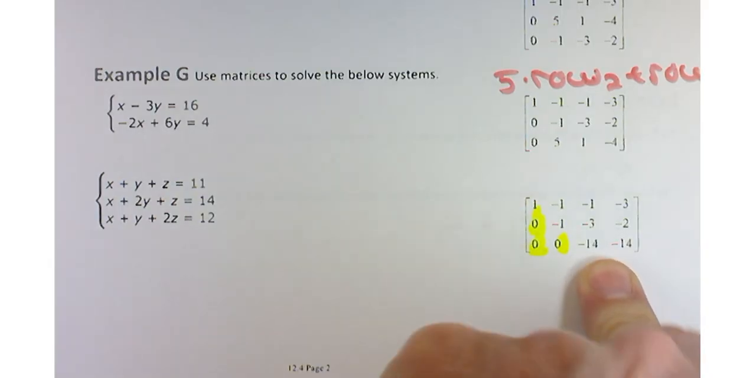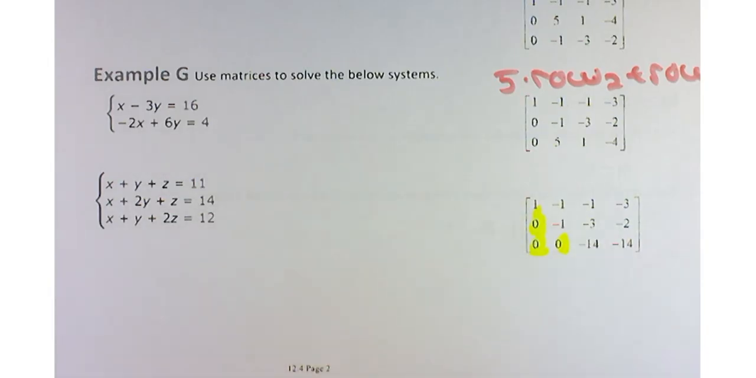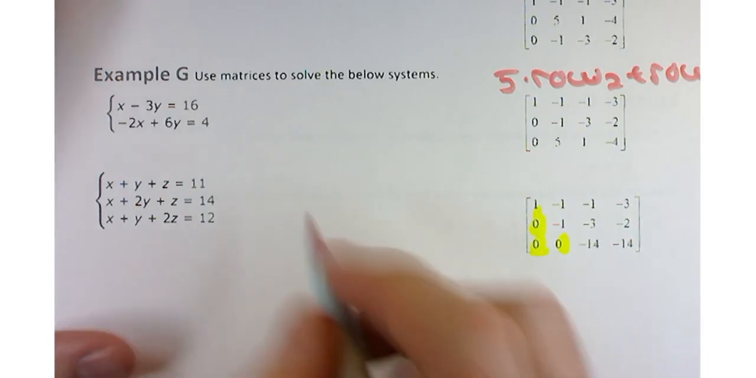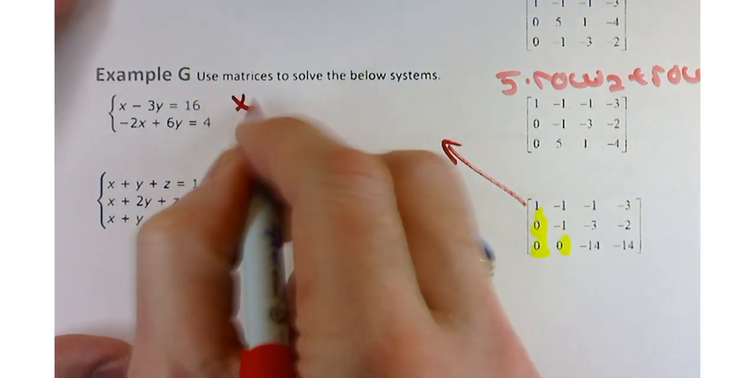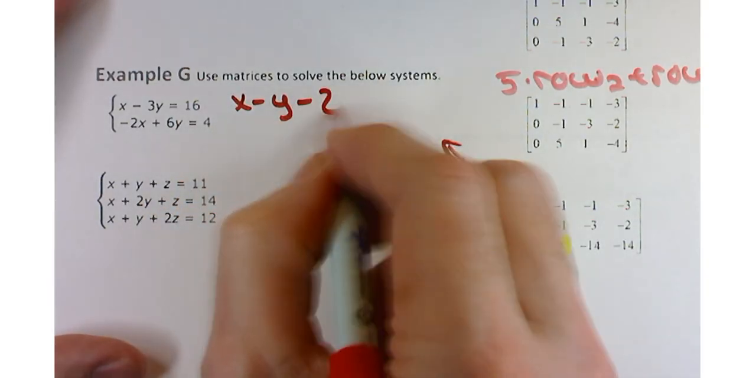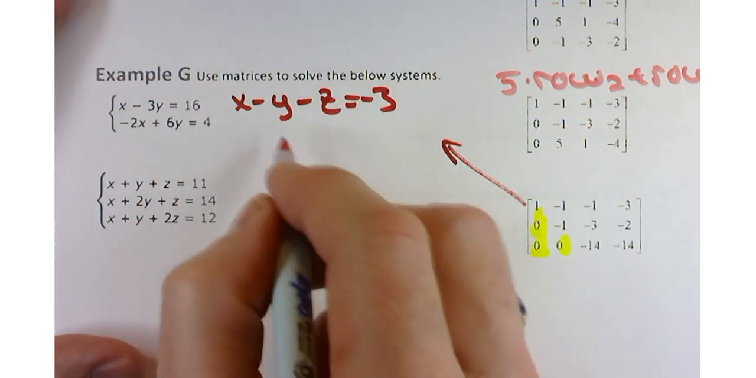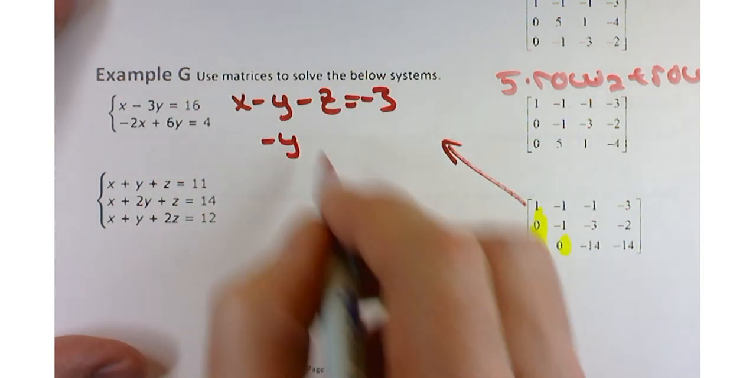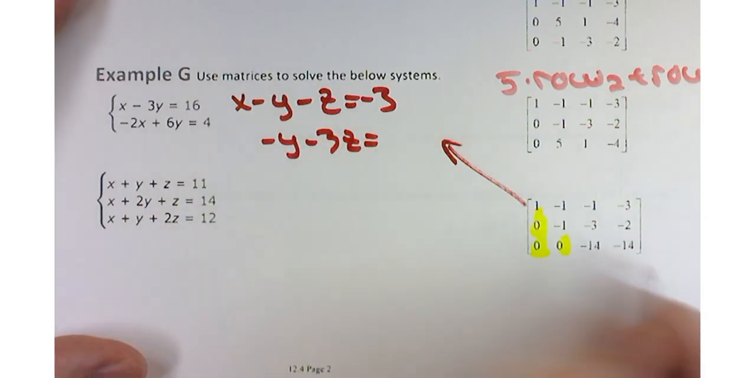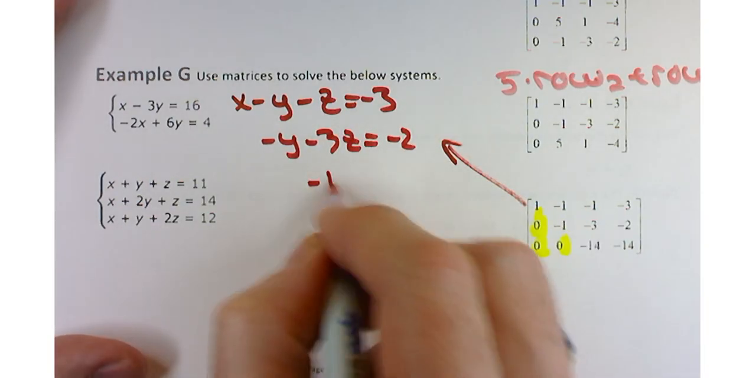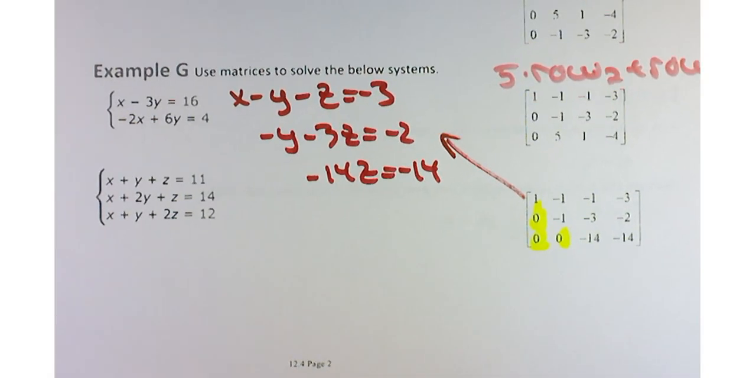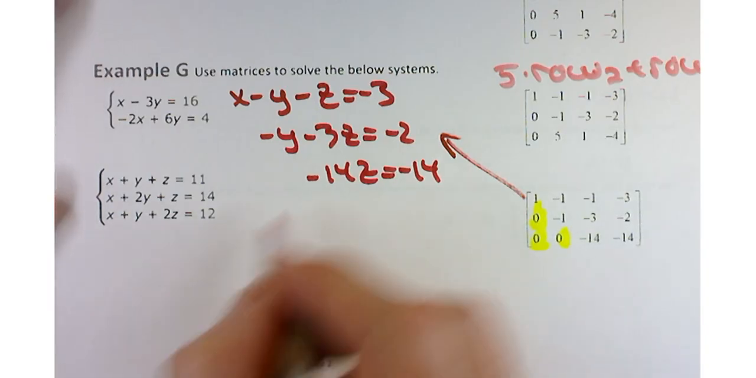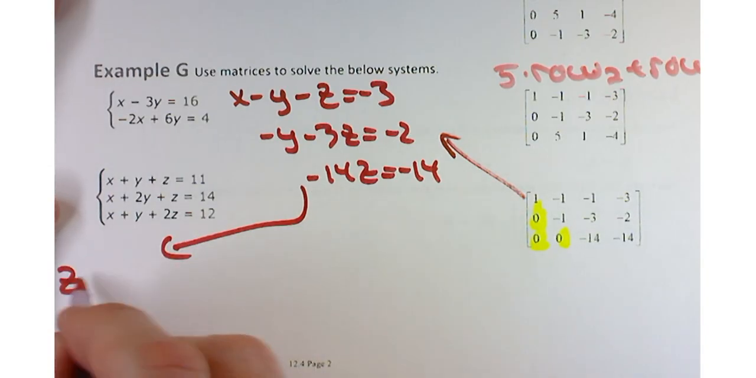what does Z equal? Anyone just look at that? 1. Yeah, Z is going to equal 1. So this is going to work out pretty nice. So let me finish this up over here. That's going to be x minus y minus z equals negative 3, minus y minus 3z equals negative 2, and minus 14z equals negative 14. That last one is golden. That one really makes this whole process worthwhile. That tells me right away that z equals 1.